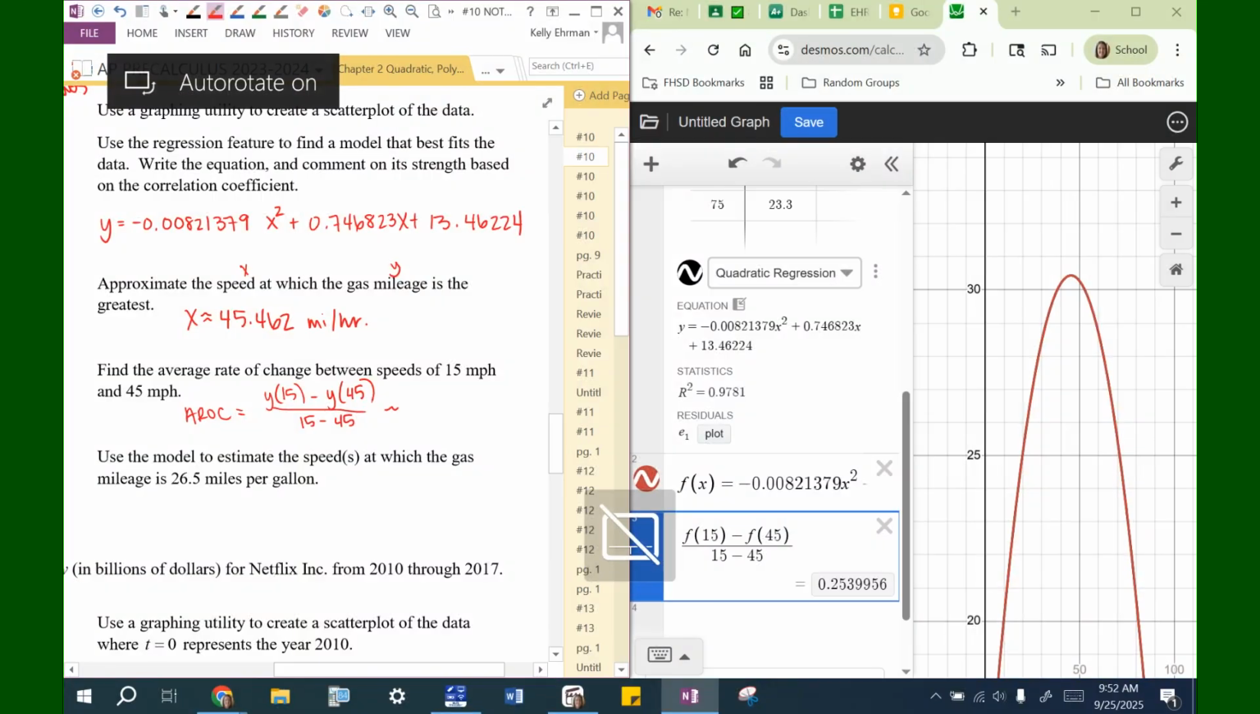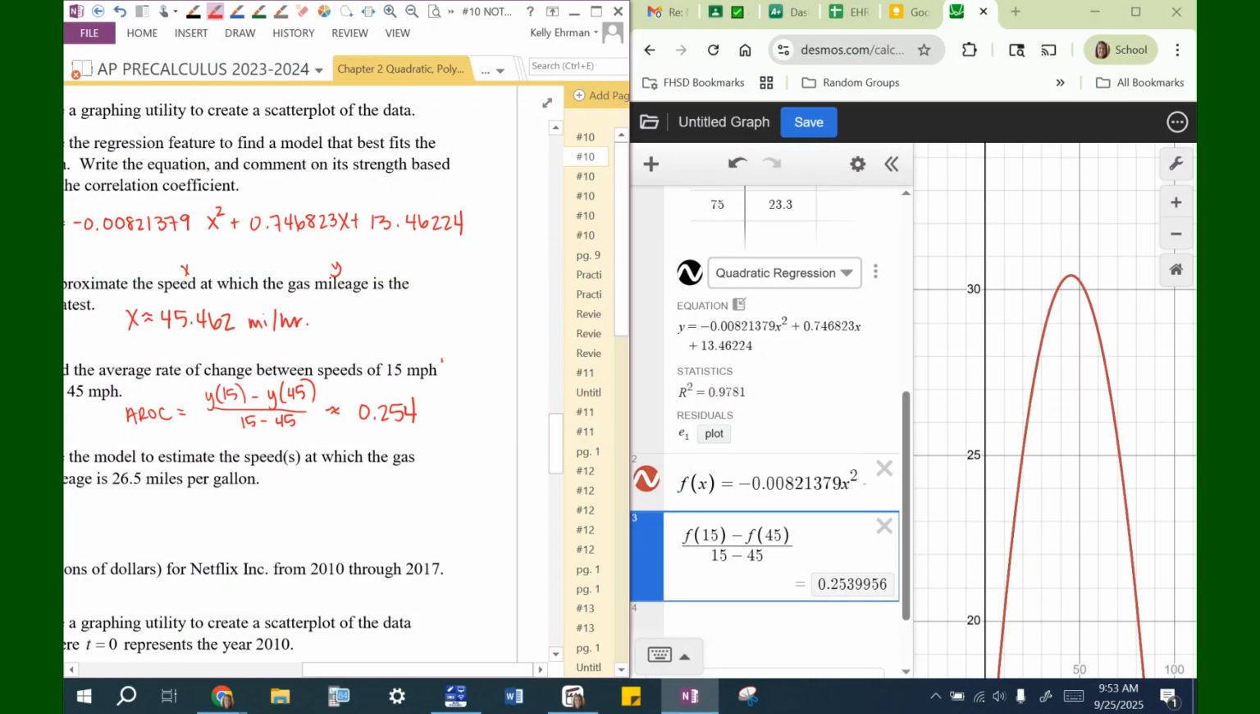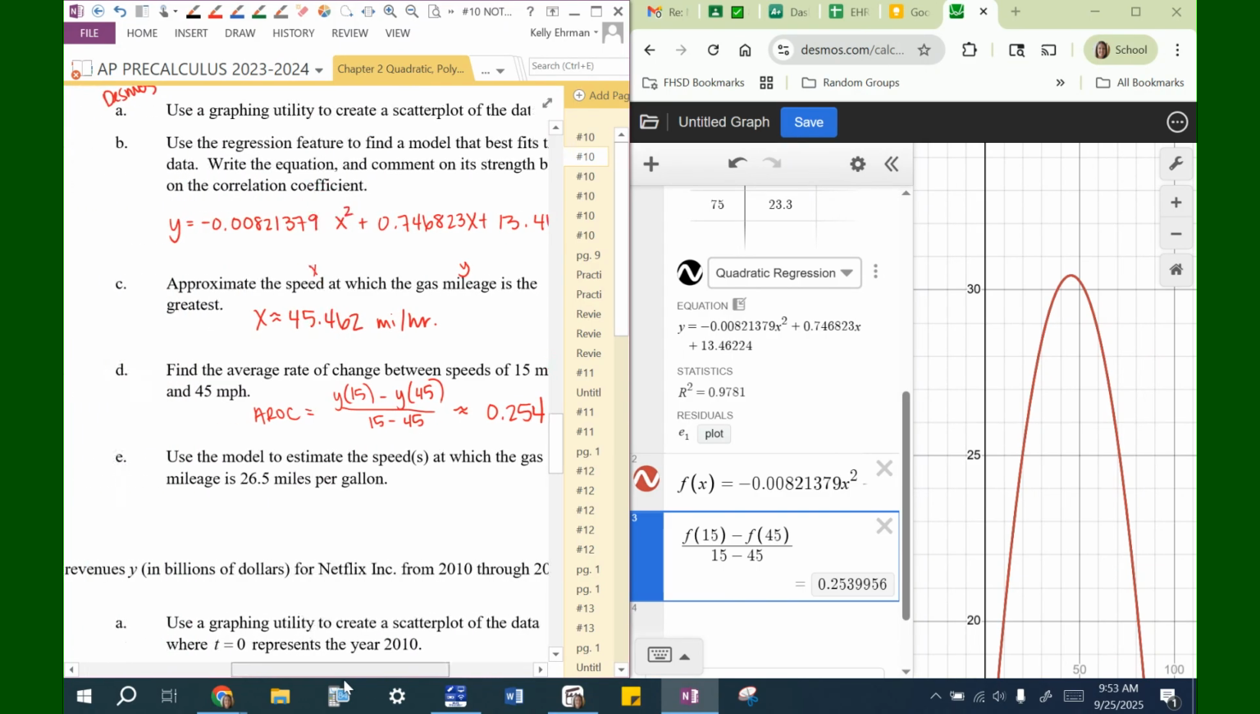And so I'm just going to say approximately 0.254. What would the label be on this? Remember, in general, slope is y per x. So y is measured in miles per gallon, and x is measured in miles per hour. I'm using p for per instead of a divided sign just so I don't have a million fractions going on. So miles per gallon per miles per hour. Strange, but that is what the label would be.